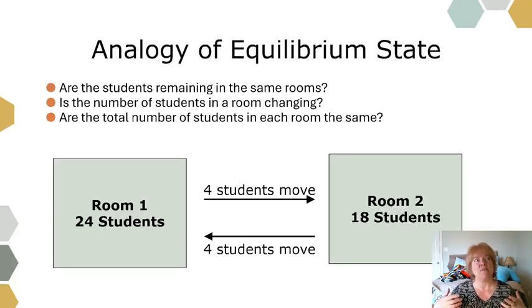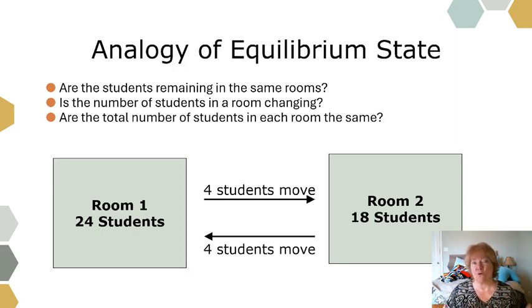Another way we can think about this is thinking about two rooms. Room 1, kind of playing the role of the reactants, has 24 students in it. Room 2, playing the role of the products, has 18 students in it. So if 4 students leave room 1 and go to room 2, but at the same time 4 students leave room 2 and go to room 1, I can ask some questions. Are the students remaining in the same rooms? No, we had some students moving.